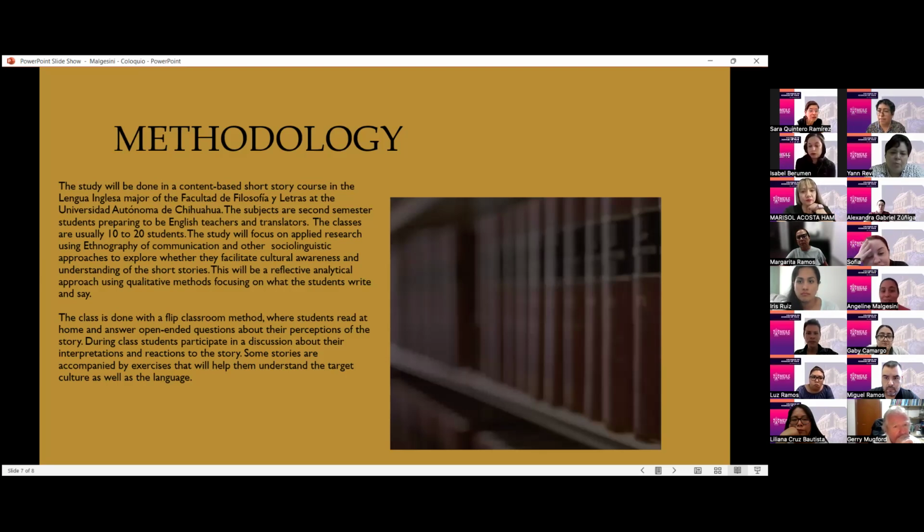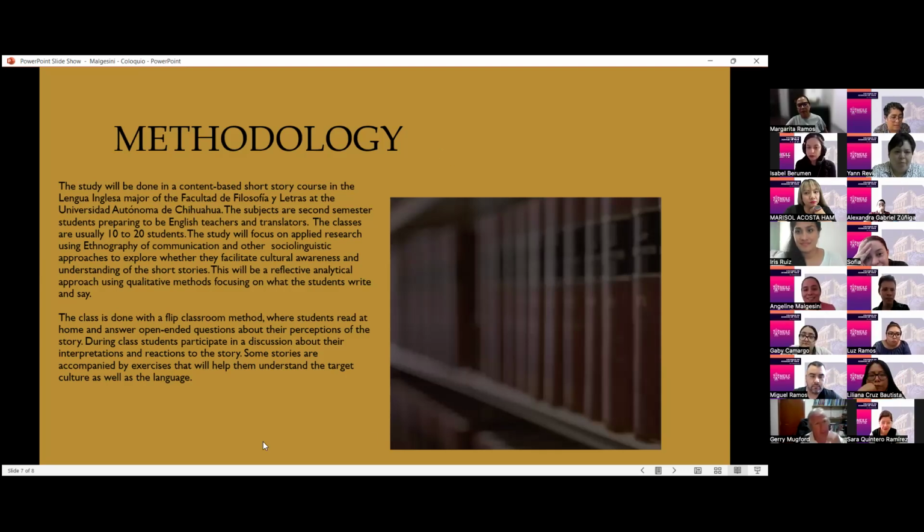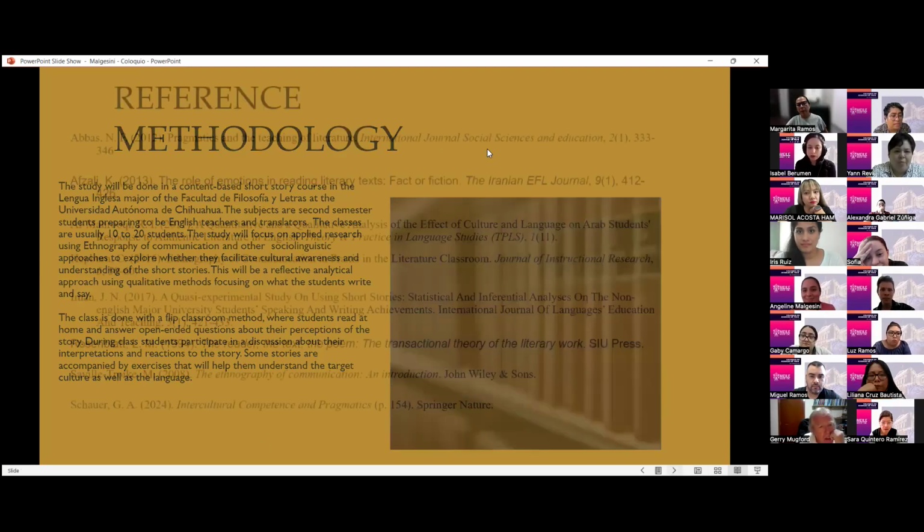What else? I think that's it. I kind of just summarized what I had in the methodology. So I guess it's a reflective analytical approach using qualitative methods, but I'm still trying to figure out what I'm going to do. So I think that's it. And that's just my references. So that's it.